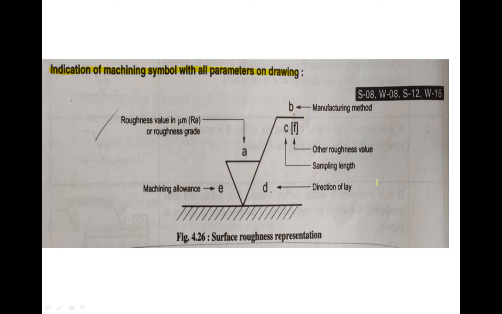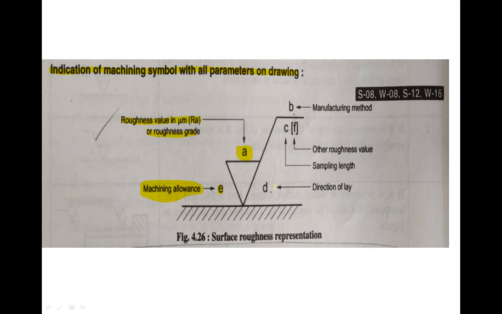So here the different parameters are there. How many parameters? We will see one by one. This is A. A is the parameter of surface roughness. This is the roughness value in micrometer or roughness grade. This A is denoted on the upper side of the triangle. On the left side of the triangle, this is E, which means machining allowance is given. So what is machining allowance? This is the allowance provided for any machining process.